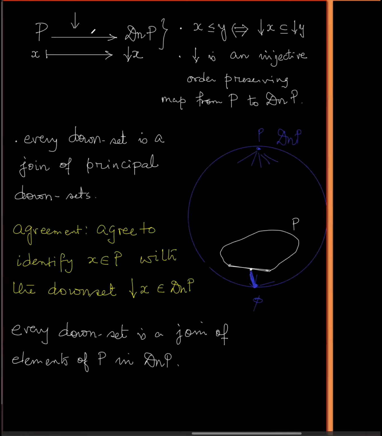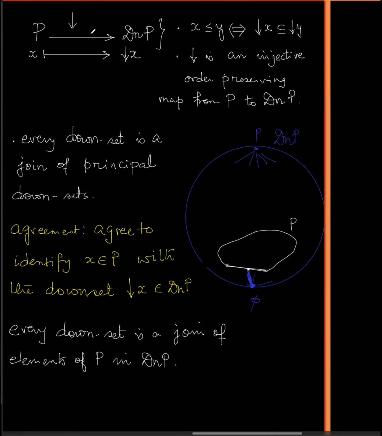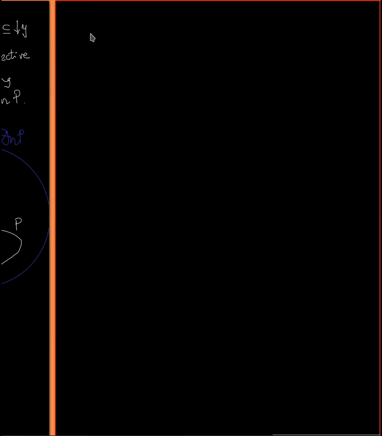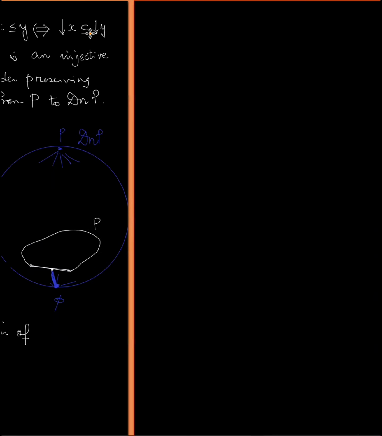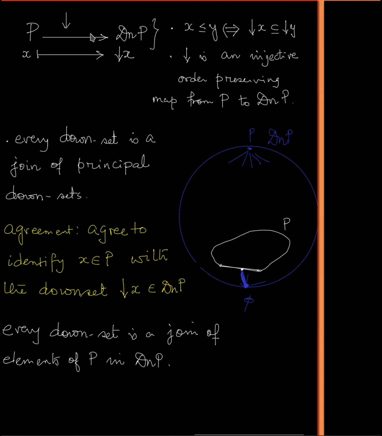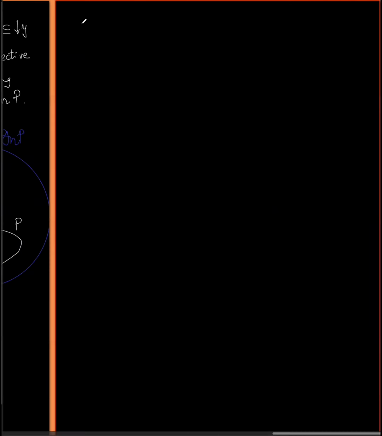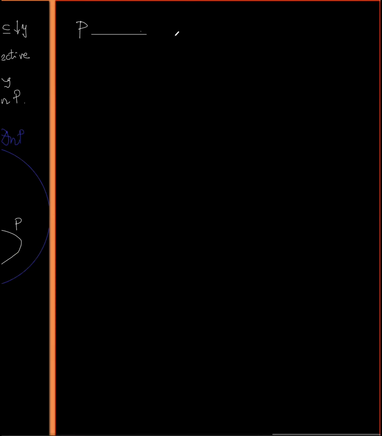It is not just an ordered set into which P is embedded in this very special way, but it is much more. It is the best in this form. So what do I mean by this? Suppose I have a scenario like this. So I already have this.